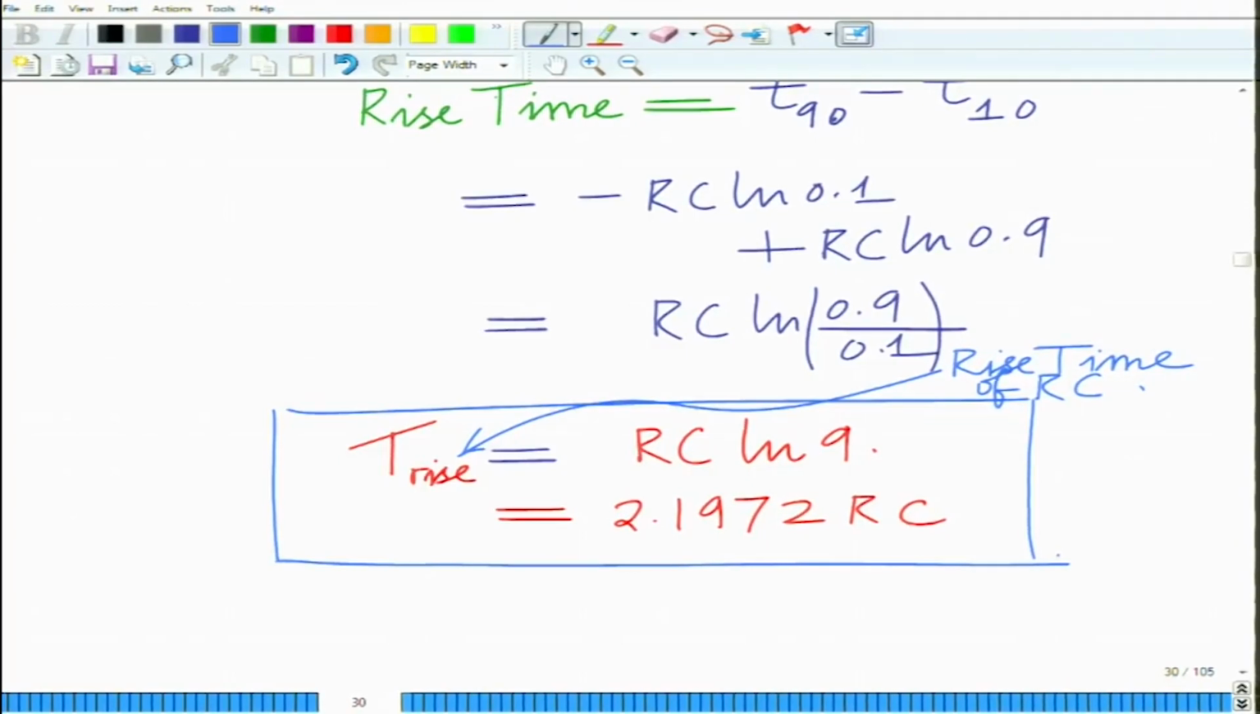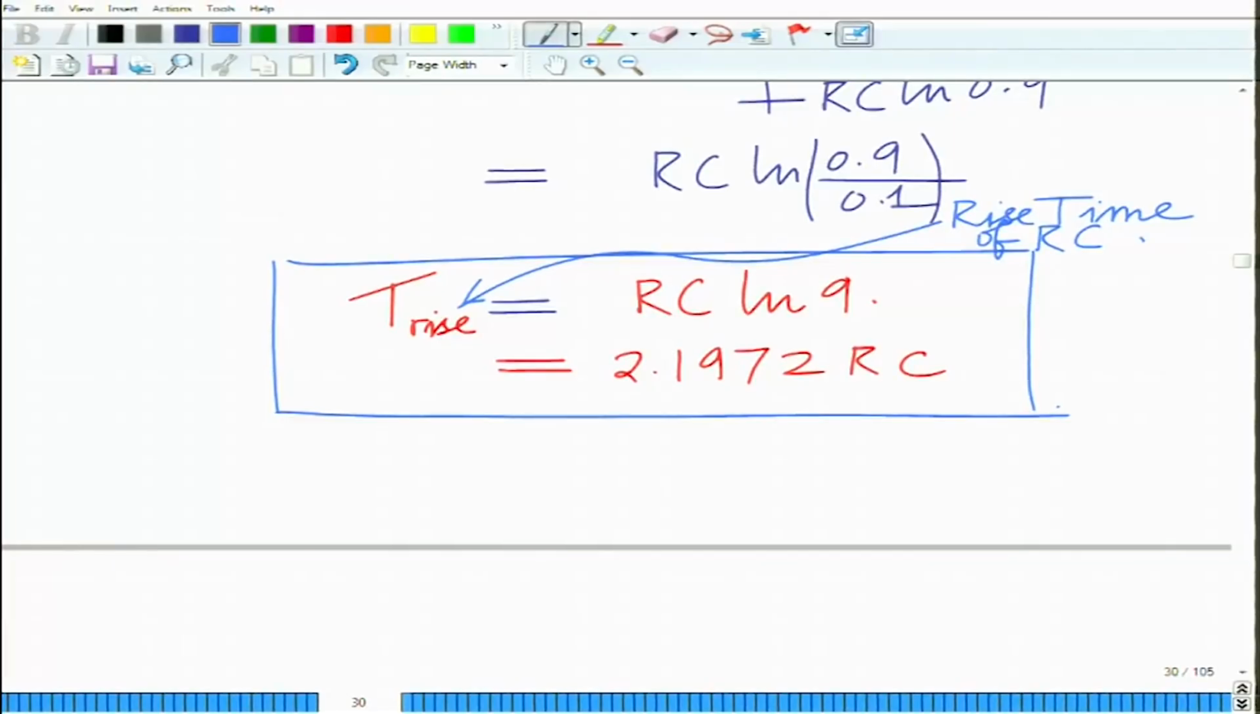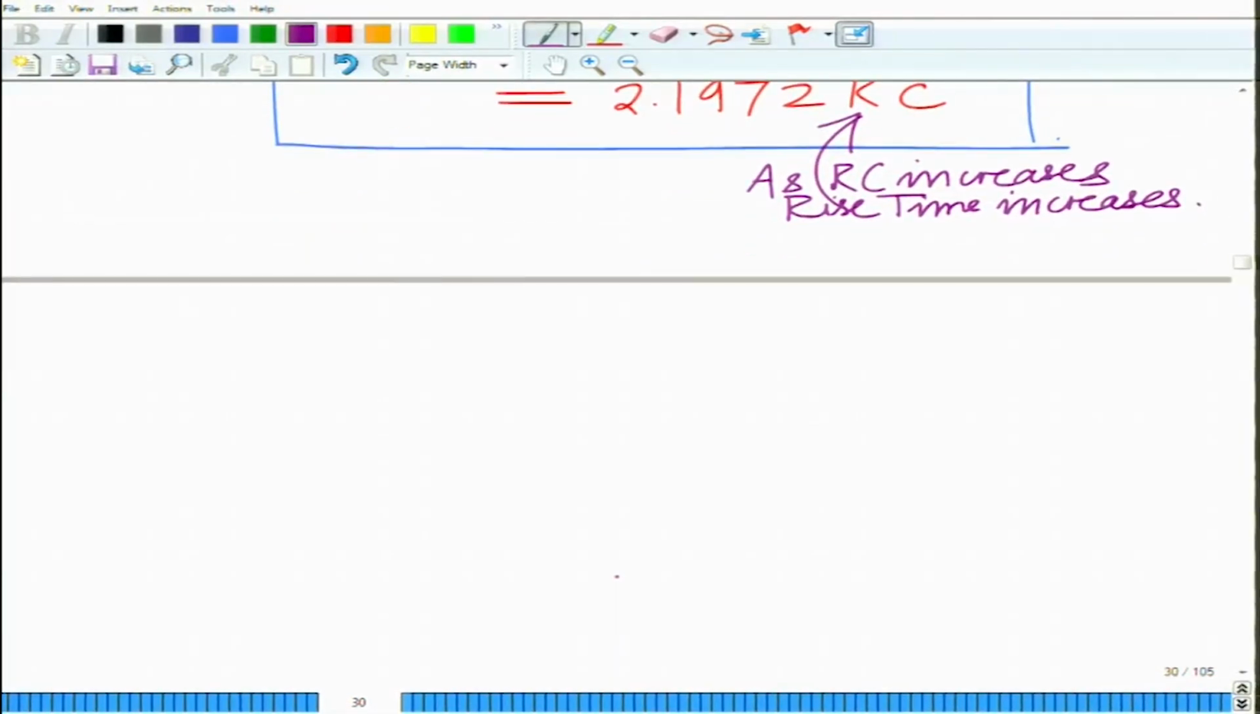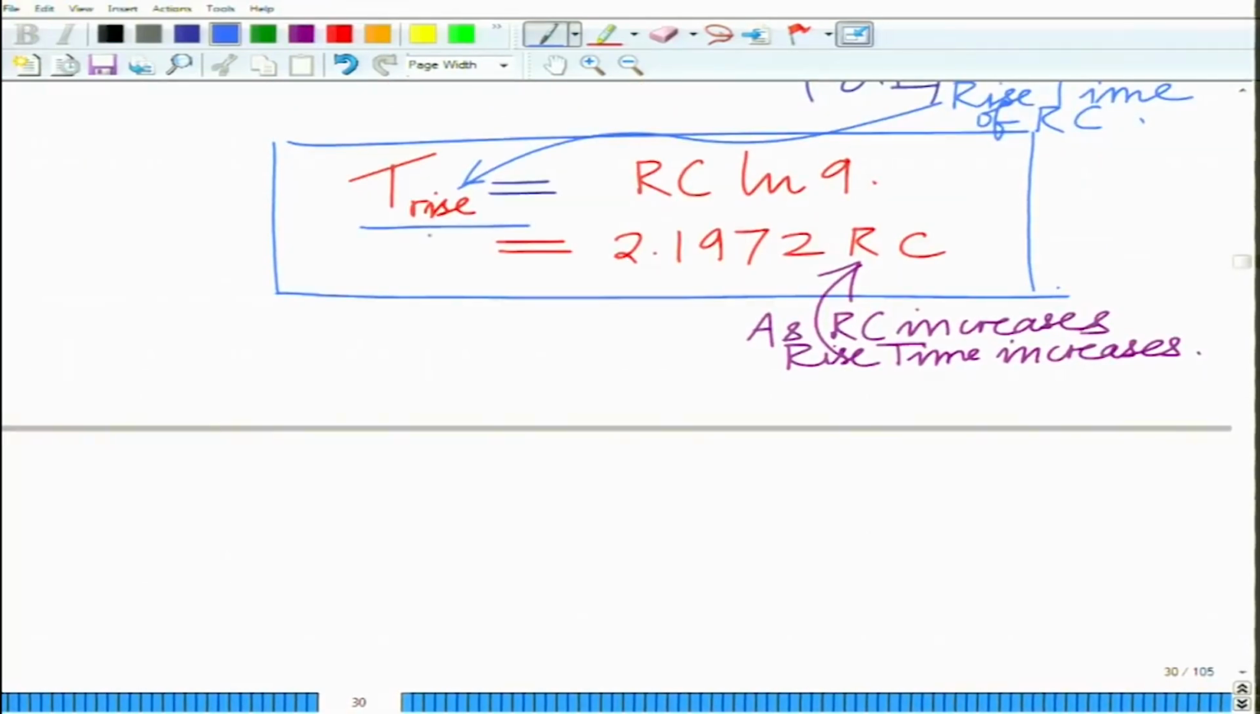This is the rise time, and you can clearly see that as RC is increasing, basically the time constant is increasing, so the rise time is also increasing. No surprise there. As RC increases, the rise time increases. Now, we want to relate rise time to the 3 dB bandwidth.